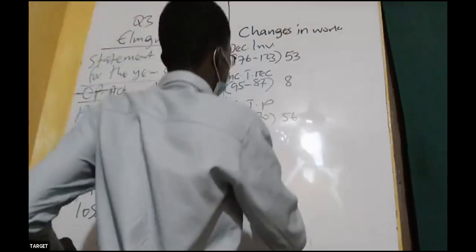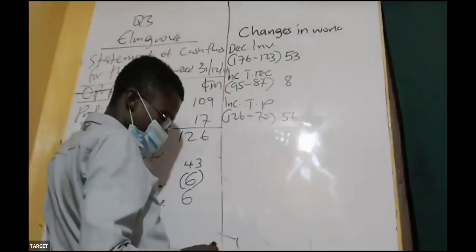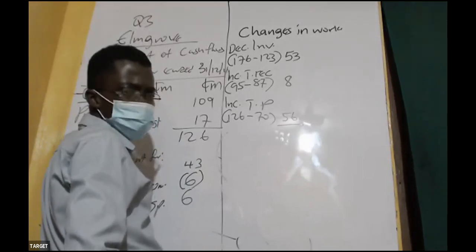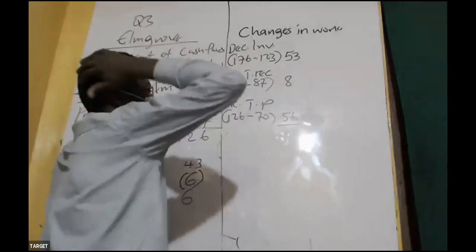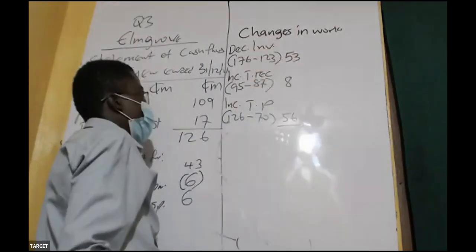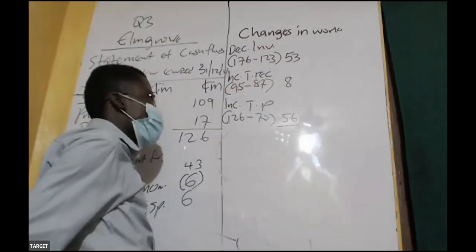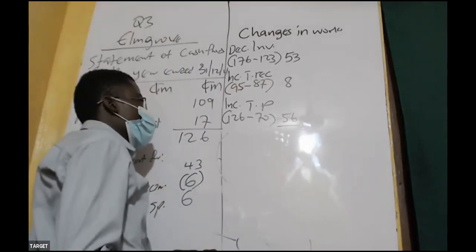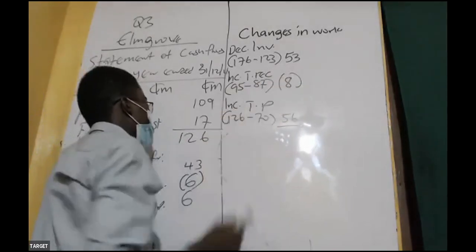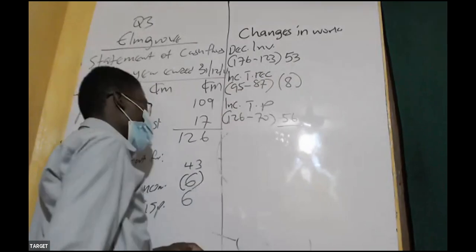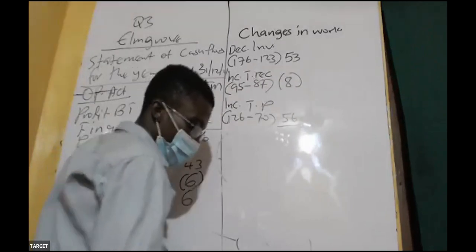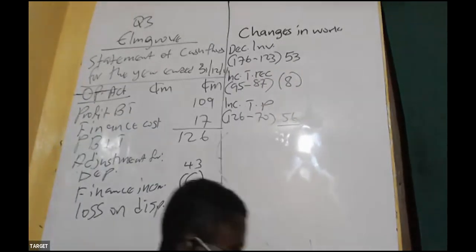Now, when I'm done, before I decide which one is inflow or outflow, let's start. Decrease in inventory, inflow or outflow? Inflow, positive. So here you score it correct. Increase in trade receivable, inflow or outflow? Outflow. So give brackets. So here you get it wrong. Increase in payable, inflow or outflow? Increase in trade payable is inflow.